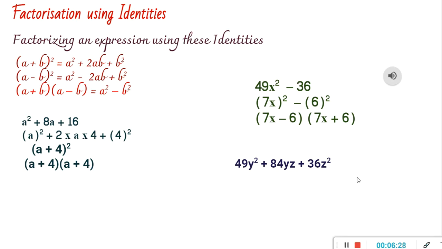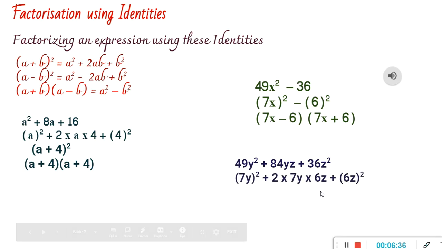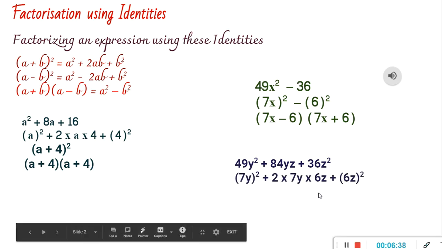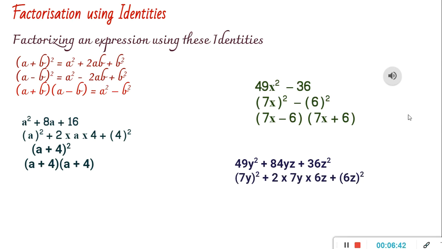Now we see the middle term. Does this fit the format 2ab? Here 7y is your a and 6z is your b. So 2 into 7y would be 14y, and 14y into 6z would be 84yz. Yes, of course, this fits into 2 into a into b. So we can write it as a plus b whole square, that means 7y plus 6z whole square, right?